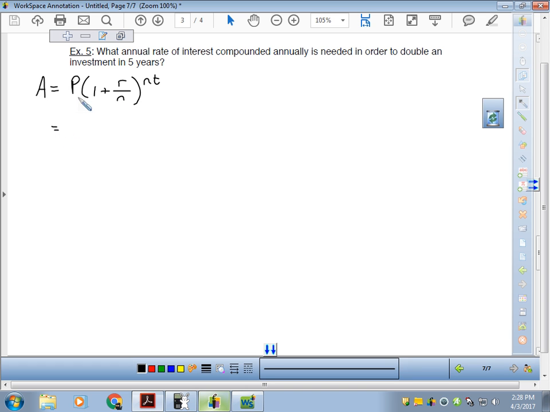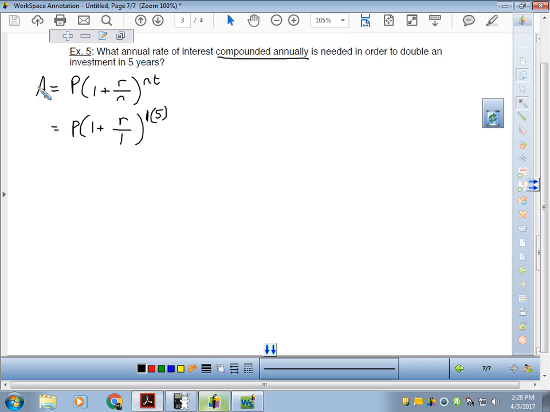I'm going to start by filling in this side. They didn't tell us a principal, so I'm going to have to leave that as P. 1 plus. They also didn't tell me an interest rate, so I'm going to have to leave that as r, divided by n. n is how many times it's compounded. Well, they told us it's compounded annually, which means 1 time per year. And that means the n up here is also a 1. And then t, they told us we want this to happen in 5 years, so t is 5, so it's 1 times 5.